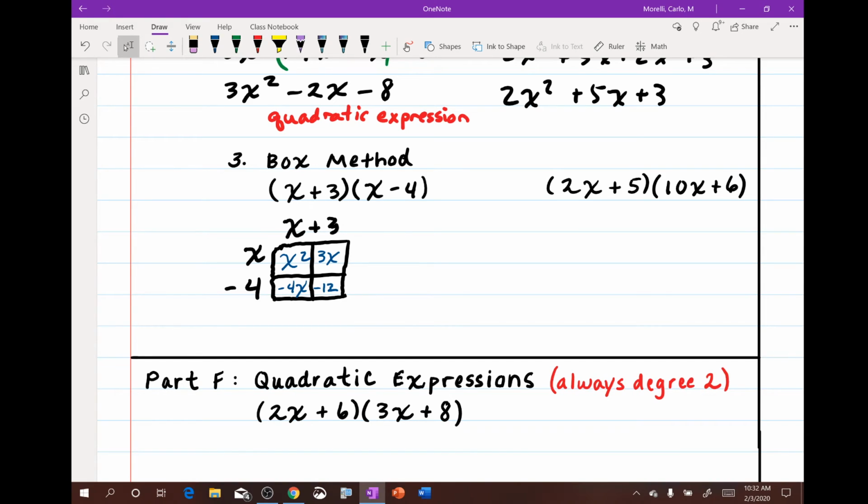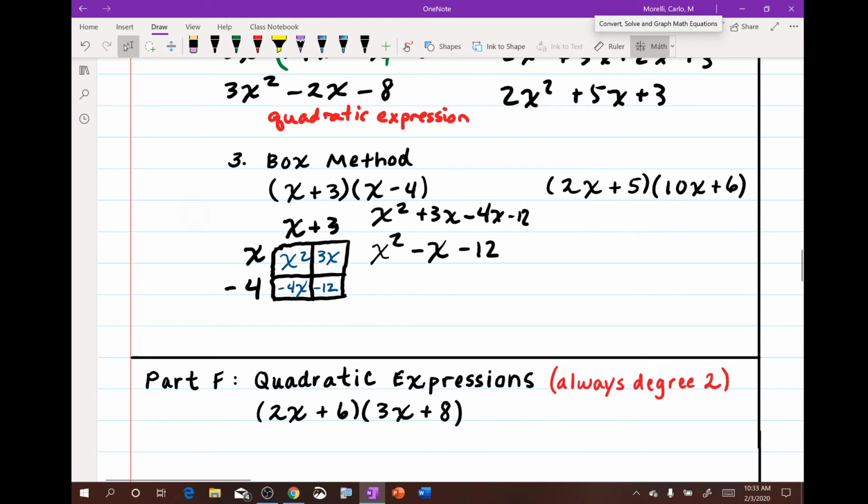Now you're going to combine everything together and write it out just like the other one. So highest exponent goes first. That would be the x squared. Then you have to combine the middle terms. 3x minus 4x is negative x. And then you just have that last term. Okay? And you could have, by the way, written out an intermediate step of x squared plus 3x minus 4x minus 12. Okay?